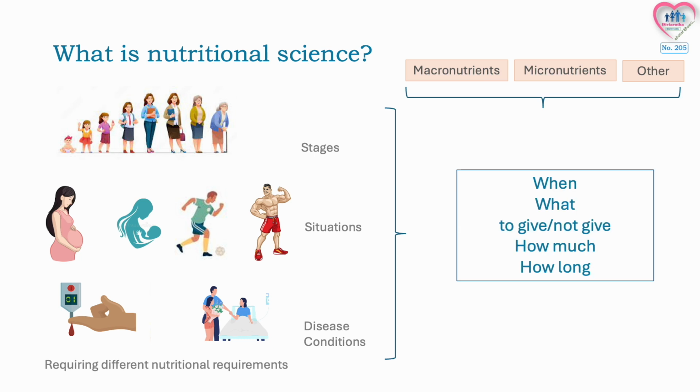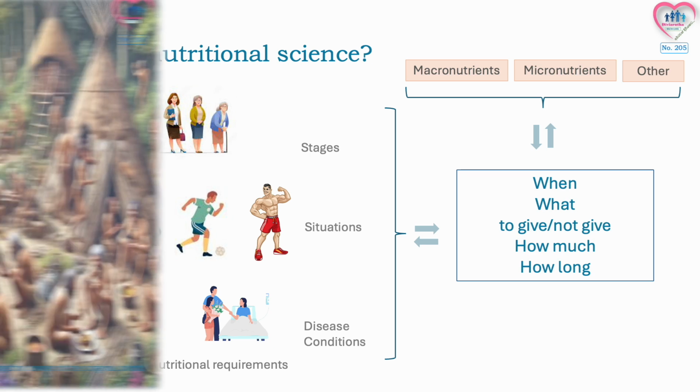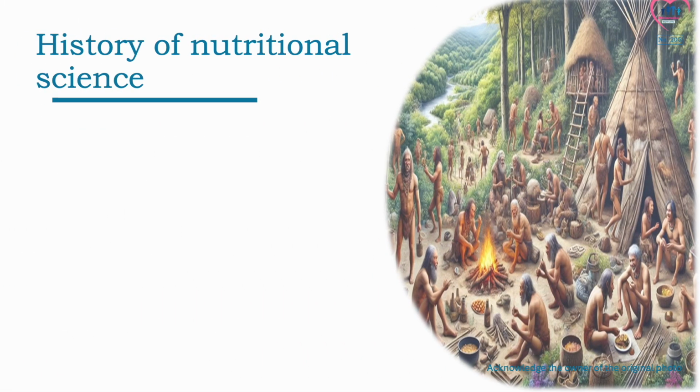Nutritional science is all about when to provide what, how much, and how long, or when not to provide them. You need to learn all these combinations during the study of human nutrition. Next, let's look at the history of nutritional science. How nutritional science evolved. Our predecessors were hunter-gatherers, before 4000 BC.